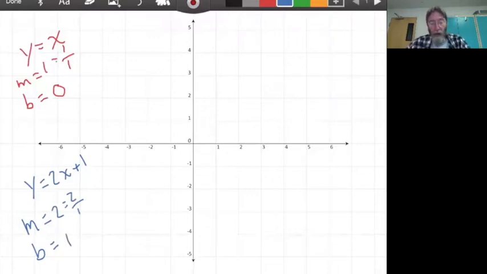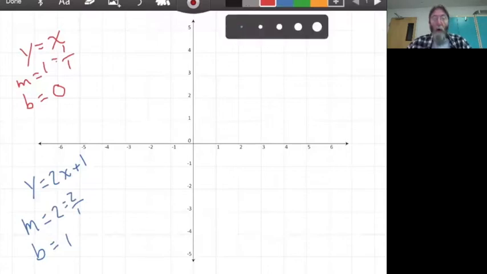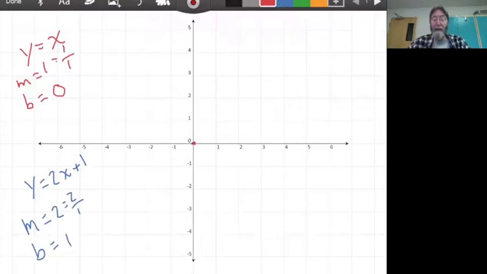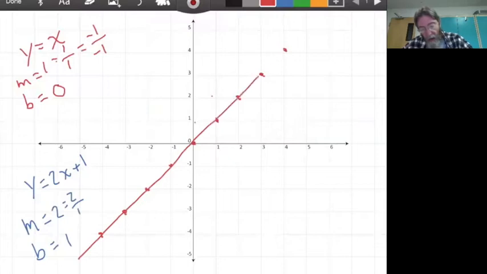So let's graph our two lines. Starting out with the red one, our y-intercept is 0. So our point crosses the y-axis right there at the origin. And our slope is 1 over 1. So from there, we're going to go up 1, right 1, up 1, right 1, up 1, right 1, up 1, right 1. And remember, we can continue that pattern downward by going down 1, left 1. So let's continue that: down 1, left 1, down 1, left 1, down 1, left 1. And we can see this is what our line is going to look like. This is our line, y equals x.